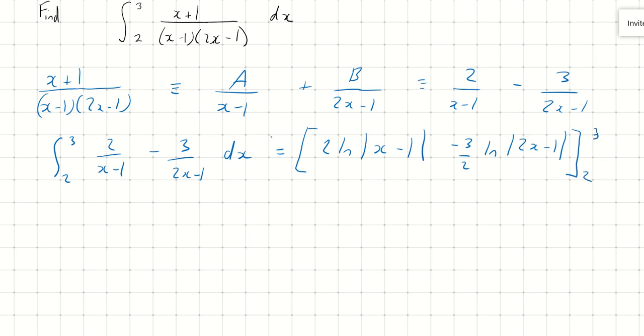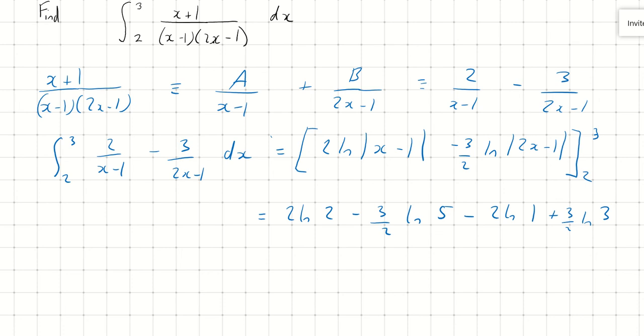Right, so now we've done all the hard work: we've done the partial fractions, we've integrated using our log integrations, and so now we just have to substitute the limits into this integral. We get 2 log (3 - 1), which is 2, minus 3 over 2 log (2 times 3 - 1), which is 5. Then we have to take away, when we substitute in 2, 2 log (2 - 1), which is 1, and then plus 3 over 2 log (2 times 2 - 1), which is 3.